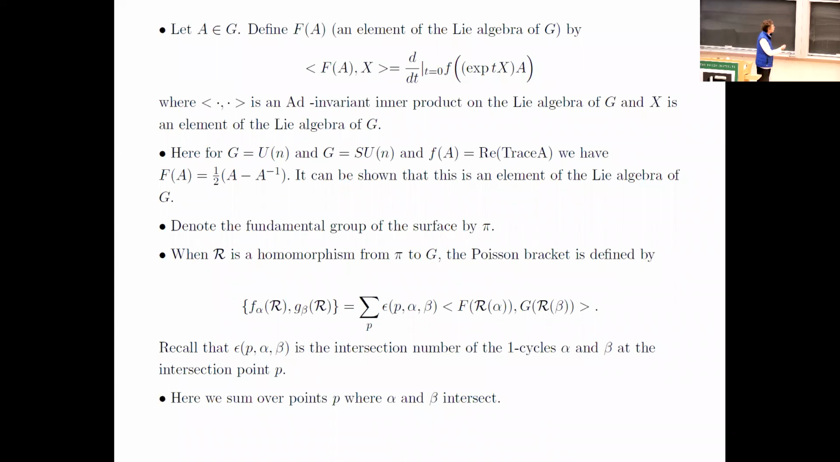So Goldman proved famously about these functions that if alpha and beta do not intersect, then the corresponding functions Poisson commute, which would be obvious from this formula because there are no points in this sum. But if they do intersect, then you have a contribution from each point.